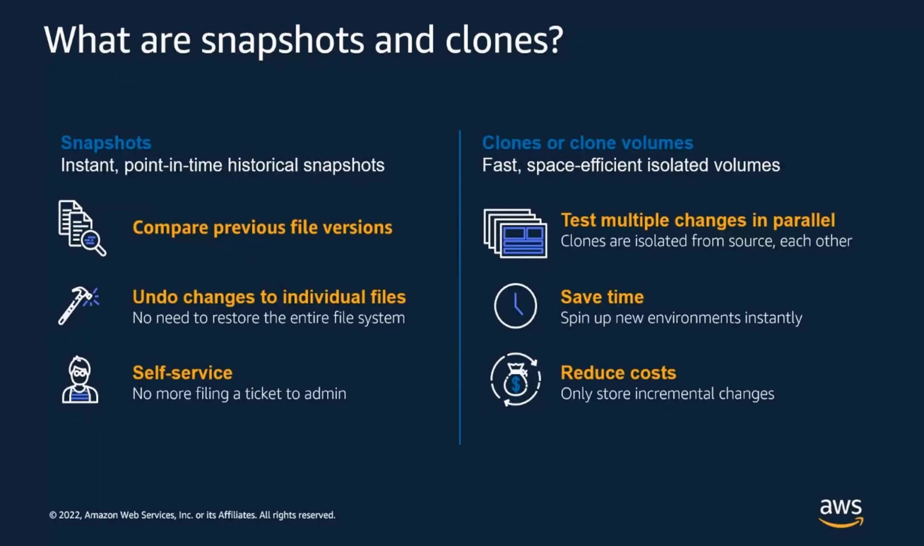And clones, or clone volumes, on the other hand, are really fast and space-efficient data containers that are built on top of these snapshot capabilities. What they enable you to do is to test multiple changes in parallel. So you create clones from the source snapshot data, and these clones are isolated from the source data, in that any changes to these clones don't affect the source. And they're also isolated from each other, in that any change made to an individual clone's data does not affect other clones that even share the same source.